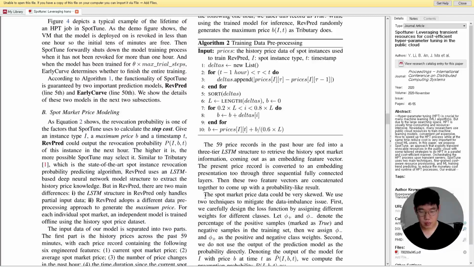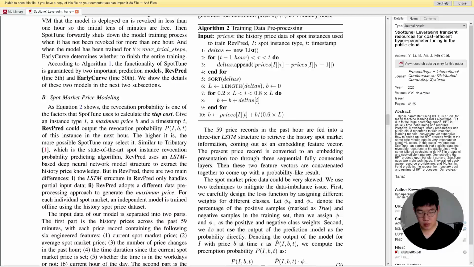The spot market price data could be very skewed. We use 2 techniques to mitigate the data imbalance issue. First, we carefully design the loss function by assigning different weights for different classes. Let theta denote the percentage of the positive samples marked as true, and the rest negative samples, in the training set. Then we assign theta, pi, and pi plus as the positive and negative class weights.